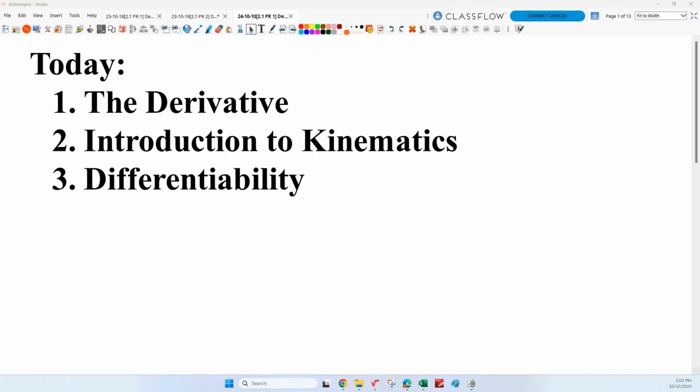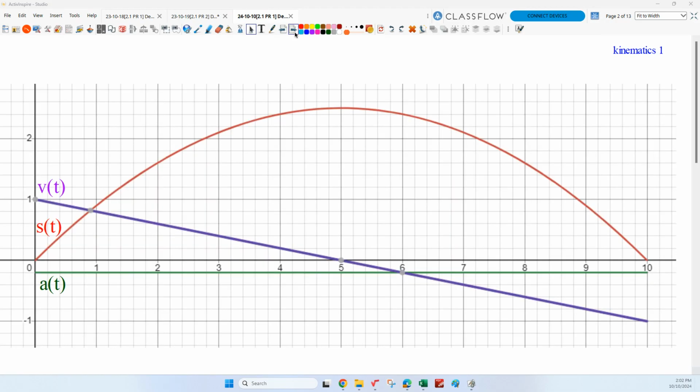Thank you. Okay, so we're looking at the derivative and kinematics today primarily. This is where we left off yesterday, right? We're playing this game where I'm going to give you a position function, and you want to find velocity and acceleration. Really, you're going to find the graph of the derivative of the original function, and then the derivative of that function, right? So that was the first one we did.